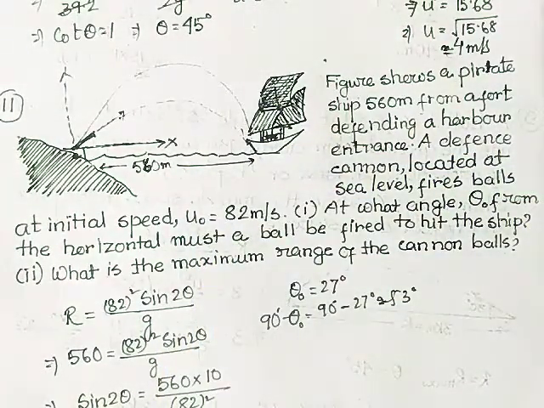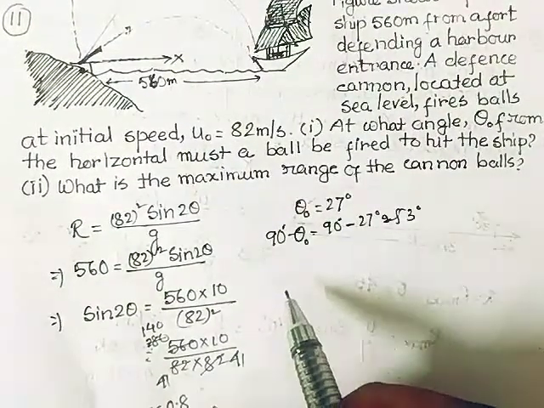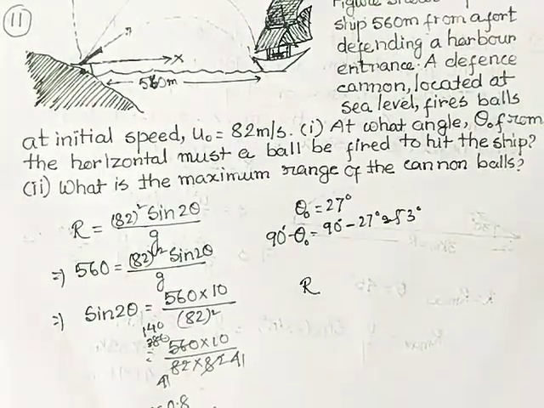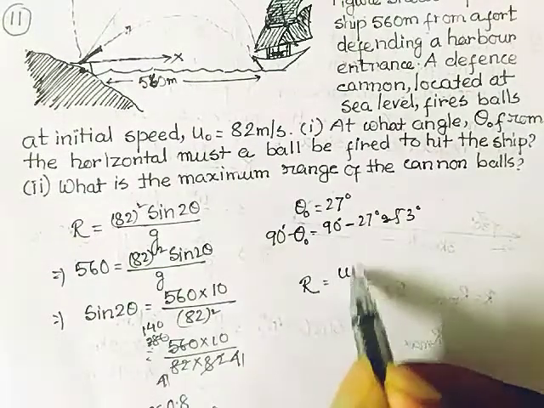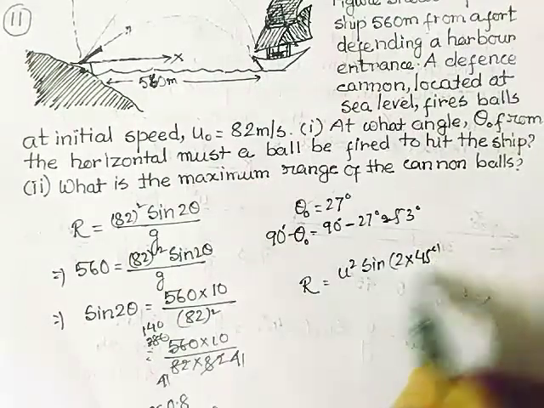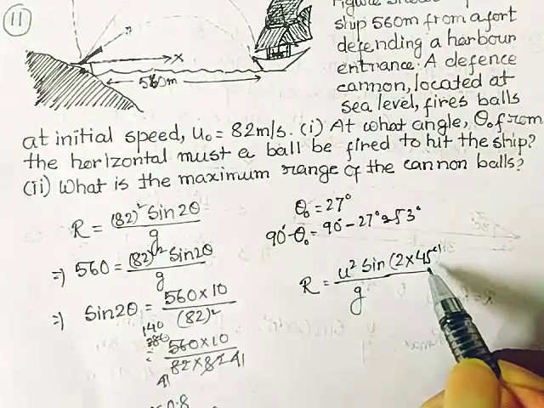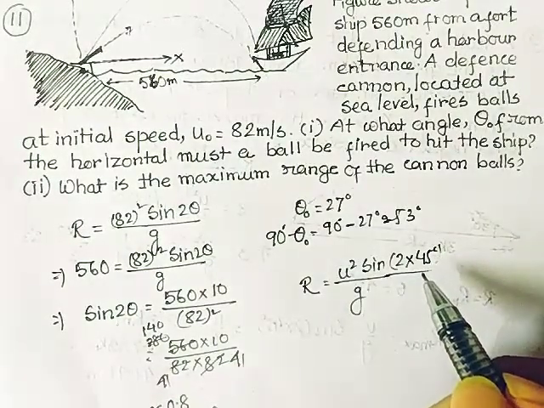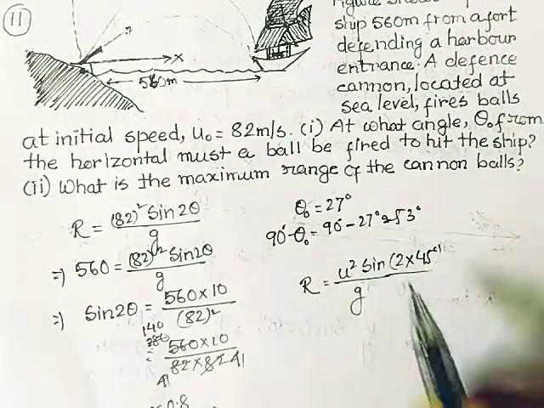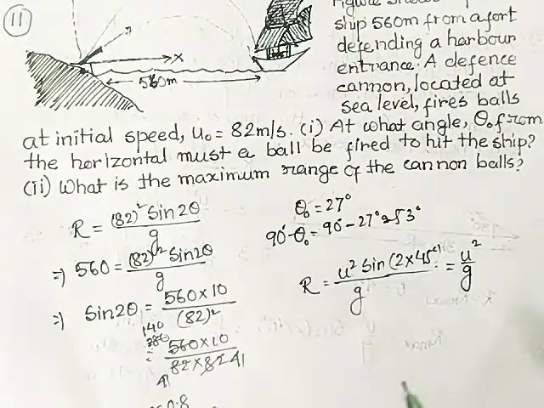What is the maximum range of the cannonballs? That is the value that we have to calculate now. Range is u square sine 2 theta divided by g. For theta equal to 45 degree, the range will be maximum. So it is sine 2 theta, that is sine 90 degree. Sine 90 degree is 1, so it will become u square divided by g.